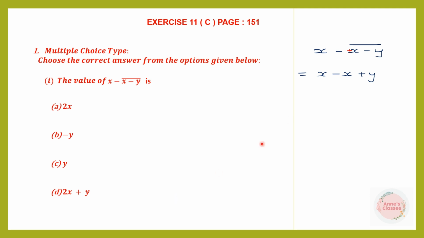Now here let's see what we have. Here we have x minus x. x minus x is 0, so this gets cancelled. And what is left is only plus y or simply y. Now which one of these is plus y? Option C. Option C, the answer is y. So this is our answer.